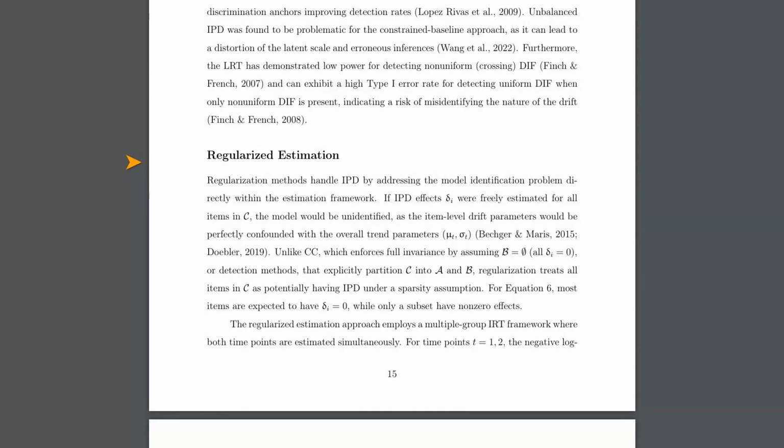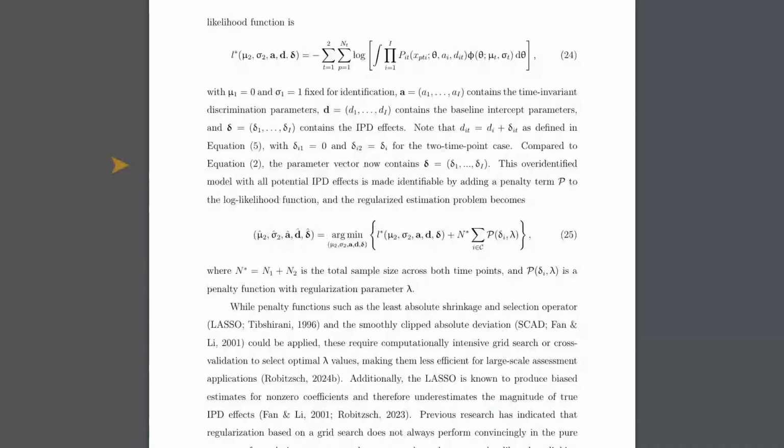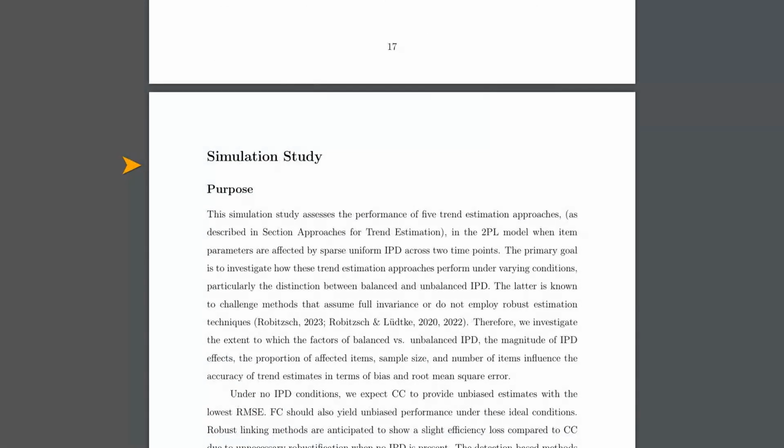To see which method worked best, they ran a big computer simulation. They created a bunch of fake test data with different numbers of students, different numbers of questions, and various degrees of item parameter drift. They changed how big the drift was, how many questions were affected, and whether the drift was balanced, meaning some questions got easier, some harder, balancing out, or unbalanced, meaning all affected questions got harder, or all got easier. Then they ran all 5 approaches on this fake data to see how accurately they could recover the true trend. They were particularly interested in how well the methods handled unbalanced drift, which is often the hardest to deal with.